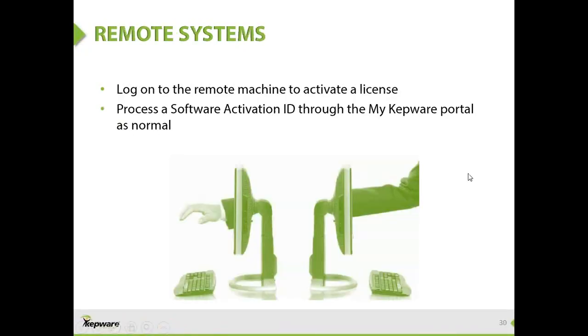Wonderful. So last couple subjects here we'll cover. First, remote systems. So people often ask, how do I license something remotely? Well, you do have to log on to that remote machine to activate a license. So VPN, remote desktop, you're going to need to somehow get access to that remote machine to activate the license, and you're just going to go through the software activation process exactly like I showed you in the demo through the My Kepware portal as normal.